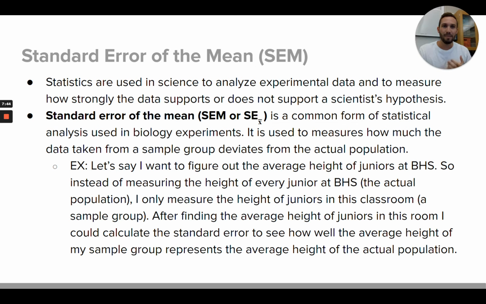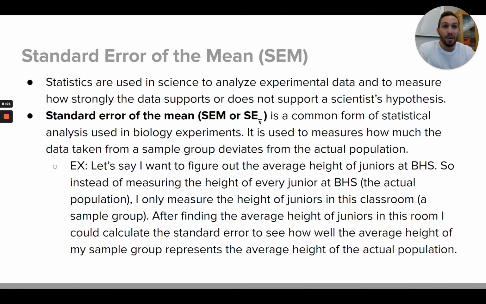And so that might make more sense with an example. So let's say I want to figure out the average height of juniors at Buchanan High School. So I want to make a statement about what the average height of juniors is at Buchanan High School. Well, I could hunt down every junior at Buchanan High School, there's close to 700 of them, and measure all their heights and find the real average height of juniors at Buchanan High School. And that would be a lot of work and very annoying. And in science, a lot of times we don't want to go find every single lion in the savannah or every single tree in the rainforest.